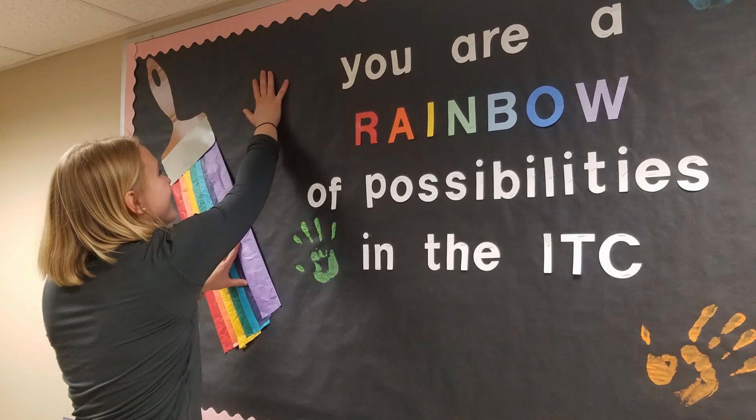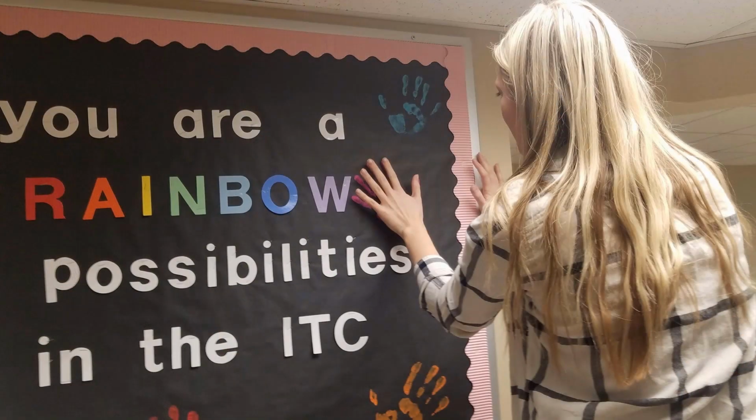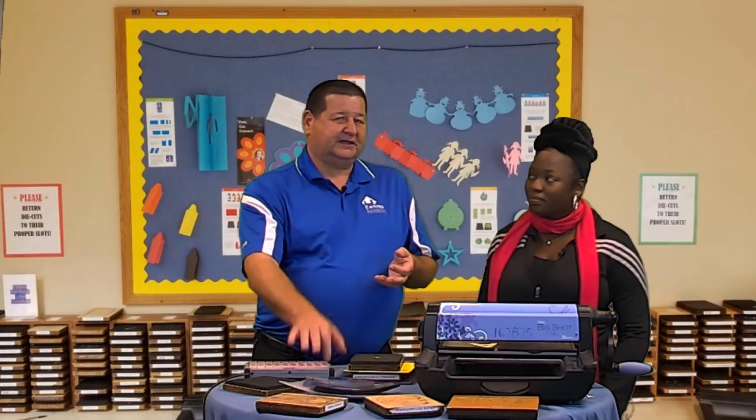And then here's some more examples here. Sometimes we like to get a little bit messy, so we're doing some rainbow painting here. That was a fun bulletin board for the staff to do. And then we'll go ahead and leave it there. So if you're here on the campus of Eastern Illinois University, make sure you stop by.